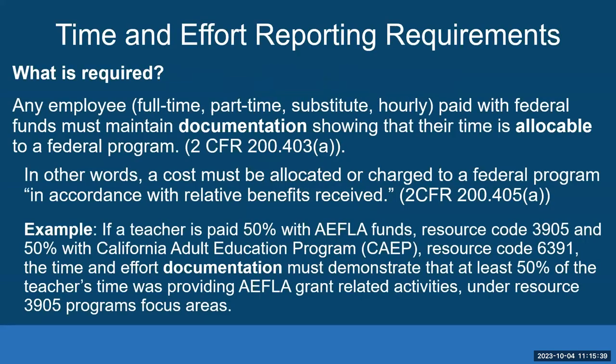Okay, time and effort reporting. This is by far the biggest area that we'll be covering today, and you'll see a lot of information, but at the end of the day, I hope I provide the tools for you to comply with this requirement. Time and effort is only one of those 56 selected items of cost. It's directly related to compensation for personal services. So there's a lot of requirements on this, and I suspect because this is the biggest expense for adult education agencies, and typically can account for up to 90% of the total grant.